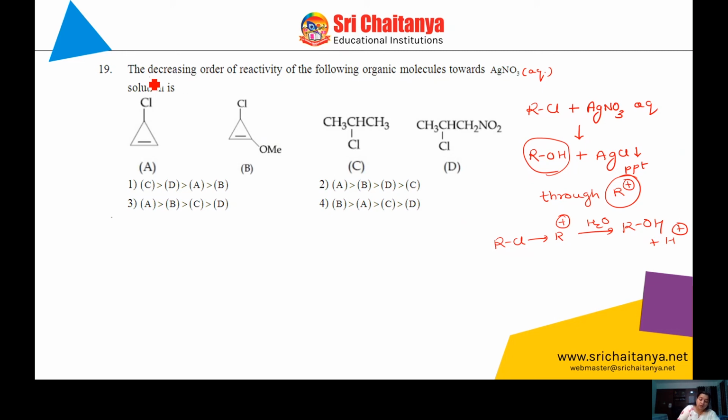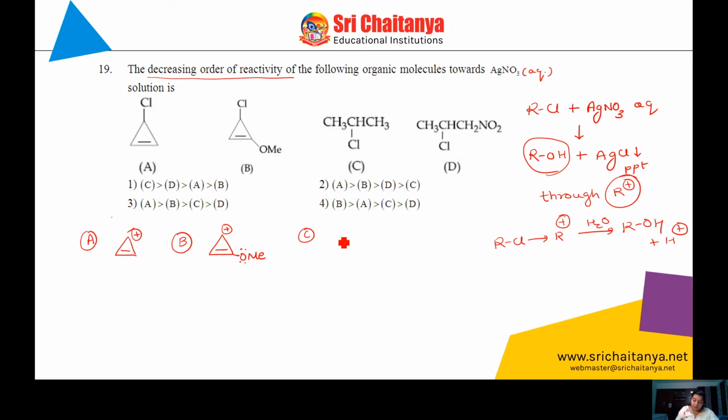So which will react faster? The one which will form the more stable carbocation. That is the key to this question. Now, what carbocation? Let me tell you. A is forming an aromatic carbocation. B is forming an aromatic carbocation as well. But what is the difference? The difference is the OMe. OMe is further giving you plus R, further stabilizing that particular aromatic carbocation.